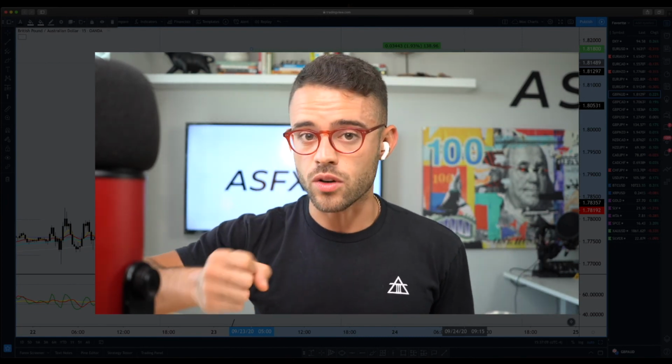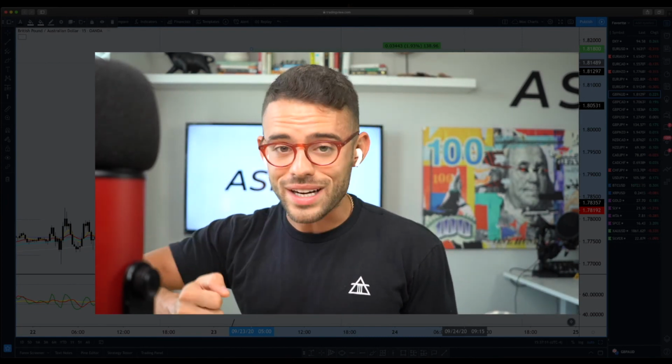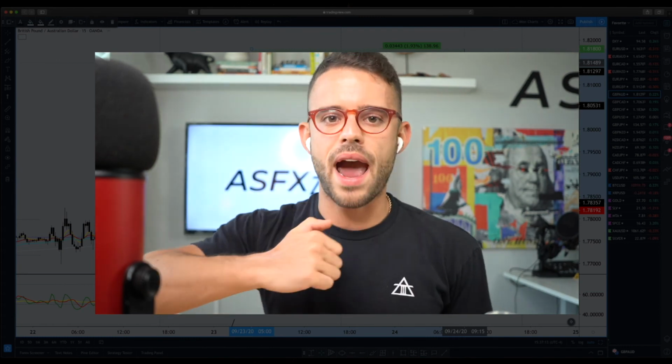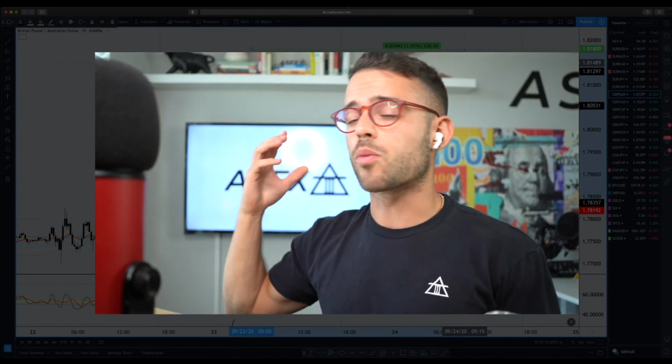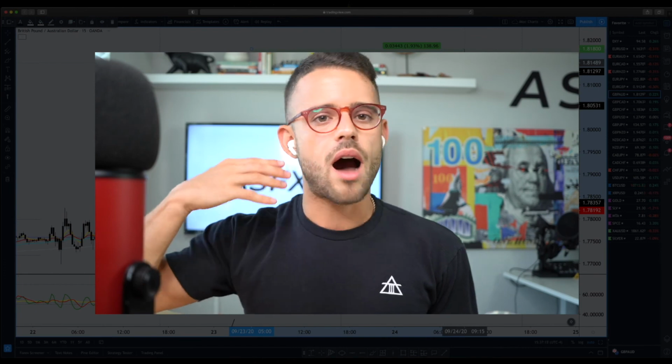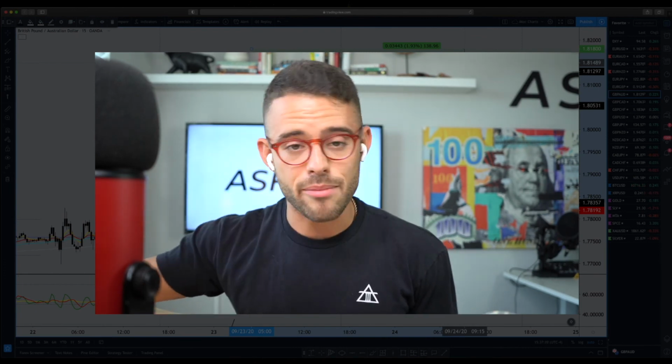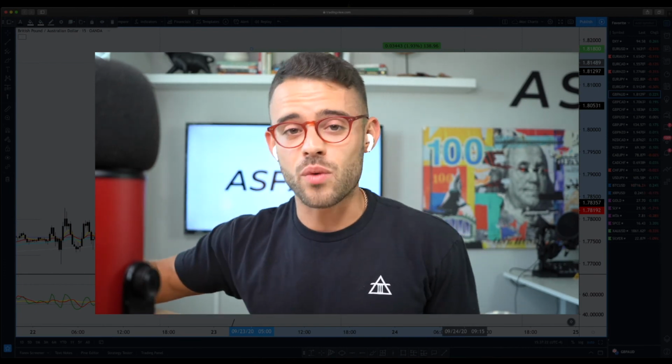They're all the same signal across three different pairs on three different days, basically, but it's the same pattern within the ASFX edge.